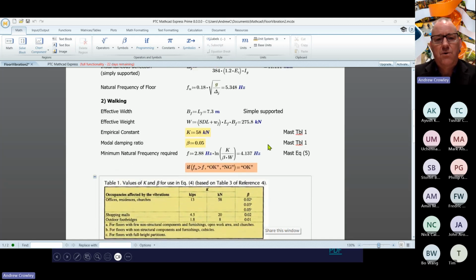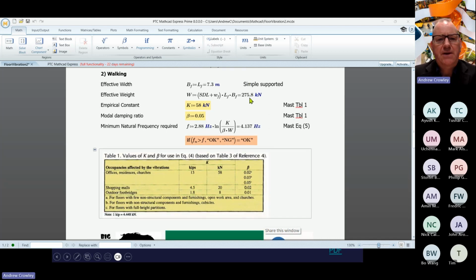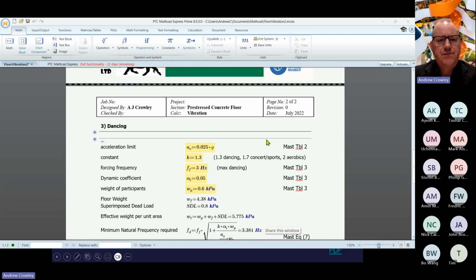So we're going to use it for walking, first of all. We take in consideration the whole bay. We take an empirical constant of K taken from table 1 of the Mast paper of 58 kilonewtons and apply an approximate modal damping ratio, in this case 5%. And we get a natural frequency that's required of 4. So is our natural frequency bigger than the required? And happily it is.